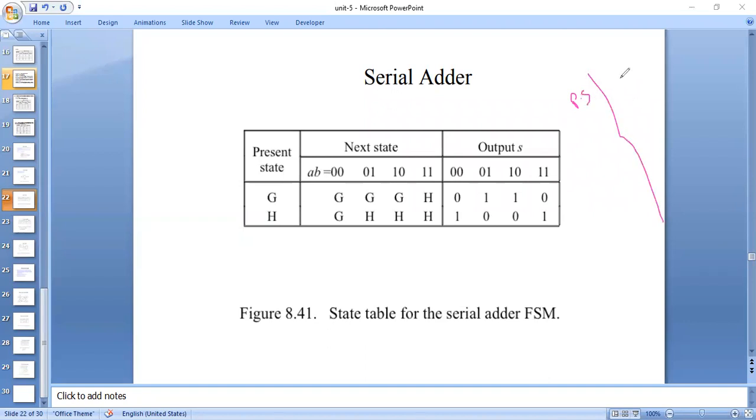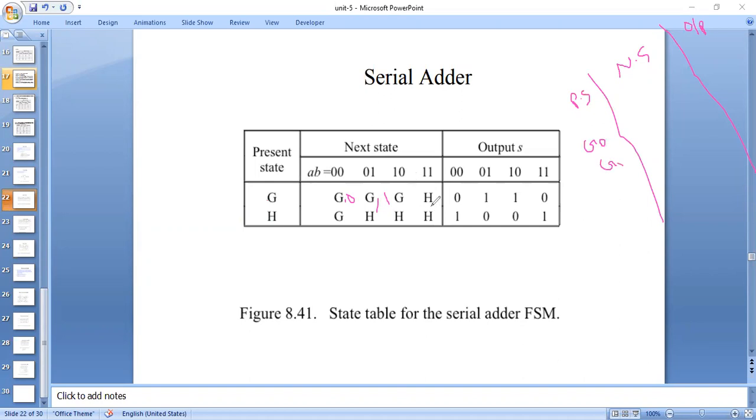Present state, next state, and output, right? So these 3 columns. And here we have 2 states in Mealy type. So what is G and H? Here you have to observe the output. Look here, for G there is output 0, and here there is output 1. So we have different outputs for this G state. If we have different outputs, you can split that state into G0 and G1.